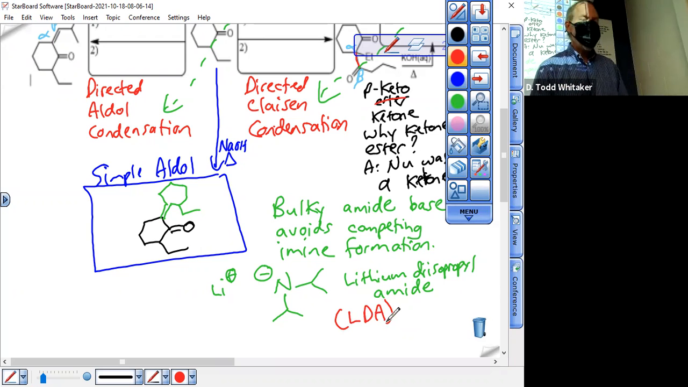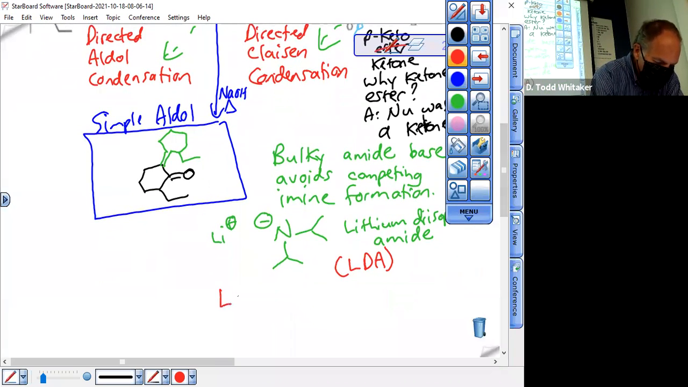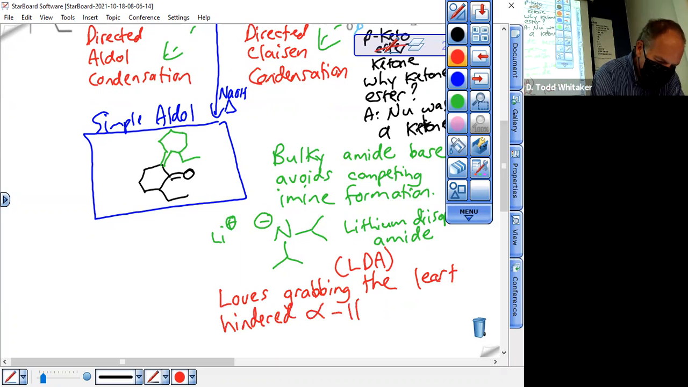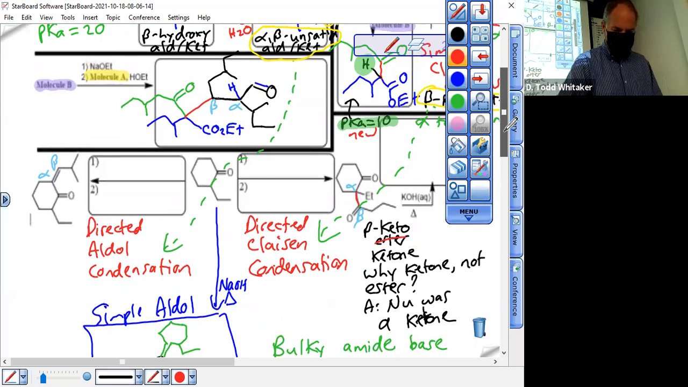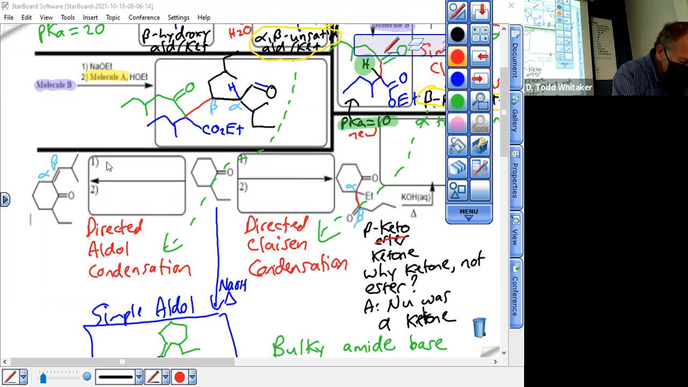That's how popular it is. And it loves doing one thing. Loves grabbing the least hindered alpha H. That's what LDA does. So when you have choices of alpha H's, you're going to go for the one on the less substituted carbon, because that's less hindered. Okay, so back to our discussion. Wow, this is a big segment, huh? So we're going to use LDA. And we have to be careful.